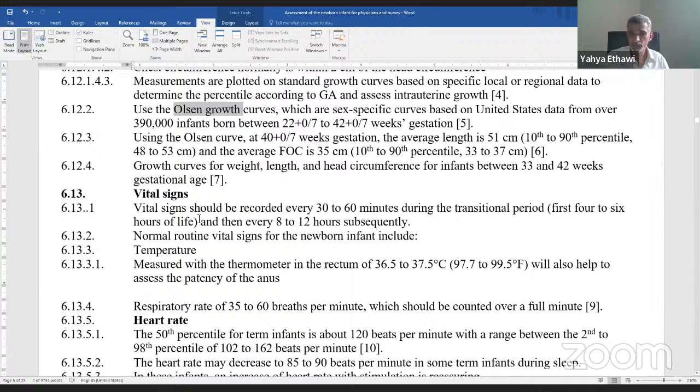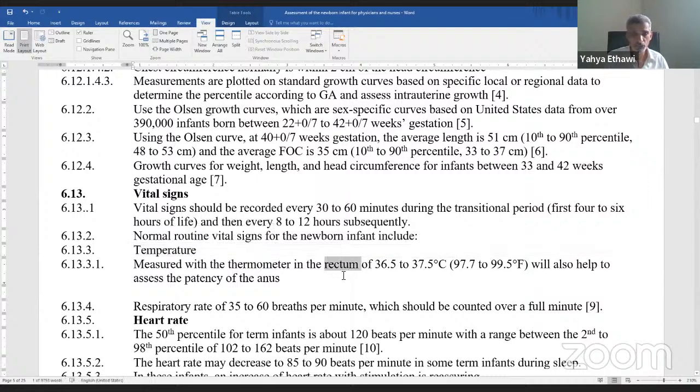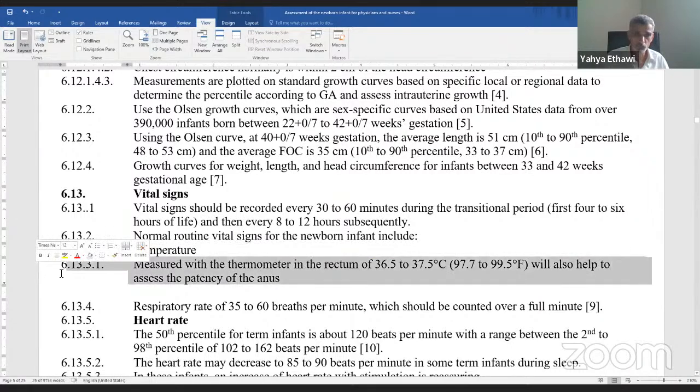Vital signs need to be recorded more than one time, maybe every half an hour, or every 60 minutes for the first few hours, including the temperature, the most important. And the temperature, that is the most important point here. You should never forget that.